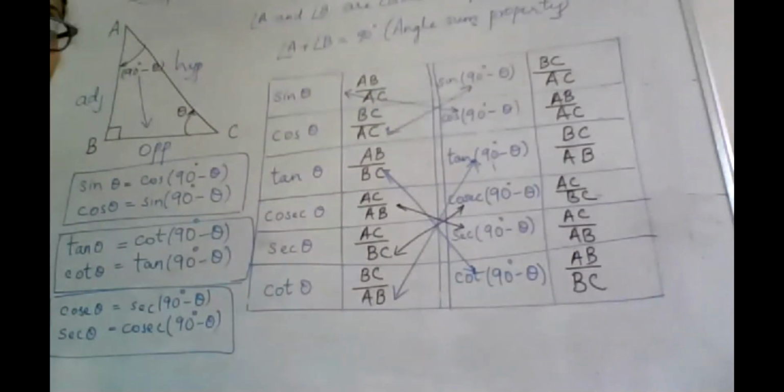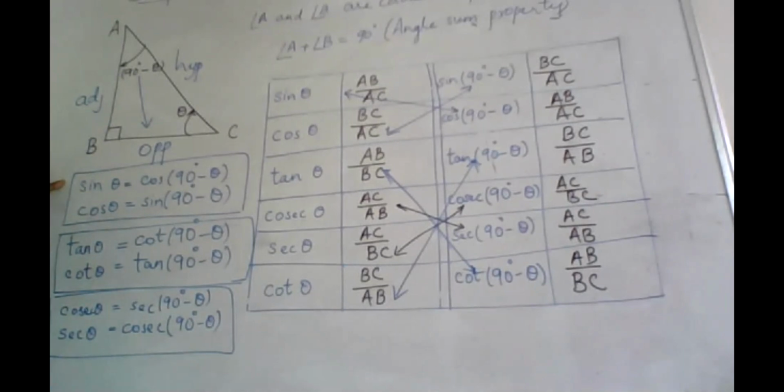So you should remember all these three sets. Sine and cosine are complementary ratios. Cot and tan are complementary ratios. Cosecant and secant are complementary ratios. This you have to remember. Please do not get confused with the reciprocal ratios. In the reciprocal it was different. Only this is the same. Cot and tan are reciprocal ratios also and they are complementary ratios also.